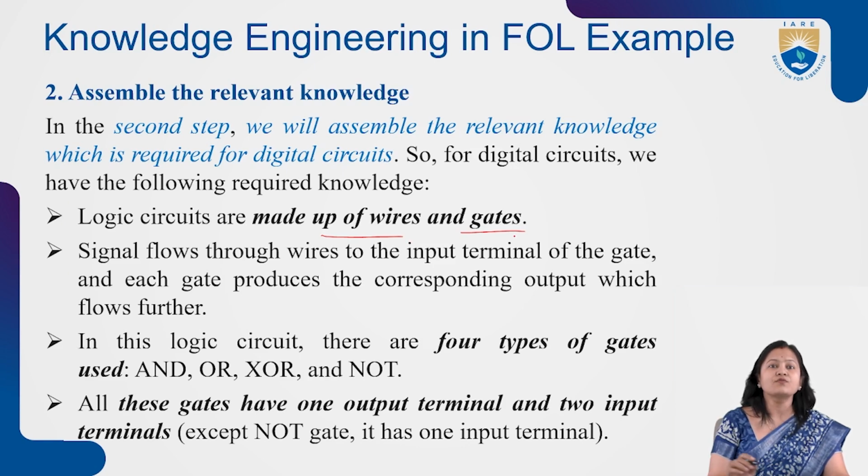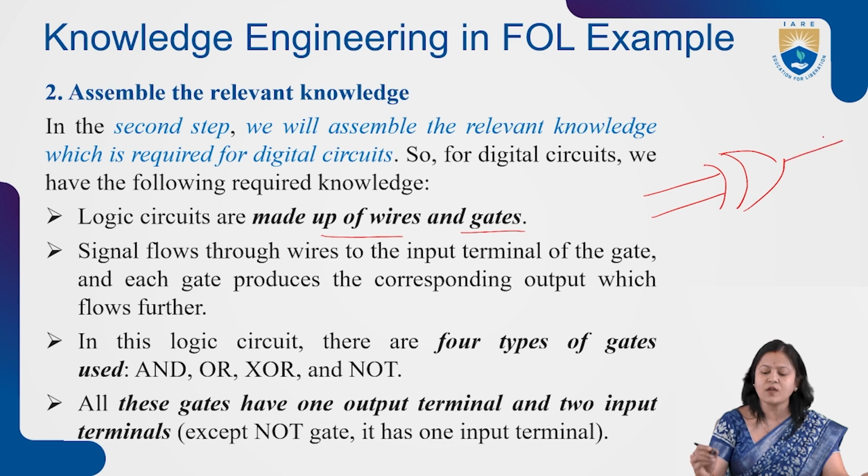The signal flows through the wires to the input terminals of the gate, and each gate produces the corresponding output which flows further. That means how many inputs are coming to each gate and how many outputs are coming from each gate. For example, we'll take the XOR gate. XOR always takes 2 inputs and it provides 1 output. So all this information we should have prior to the implementation or prior to the representation.